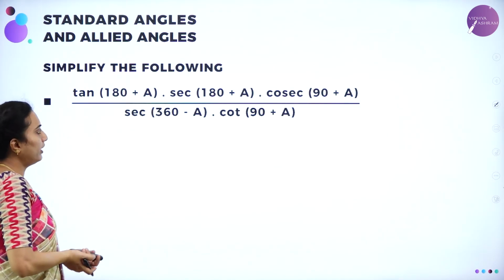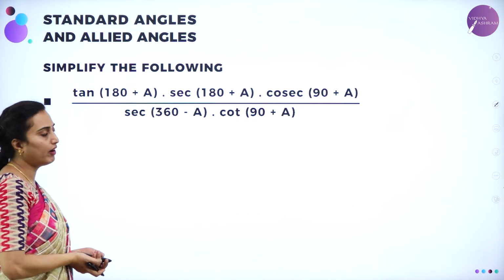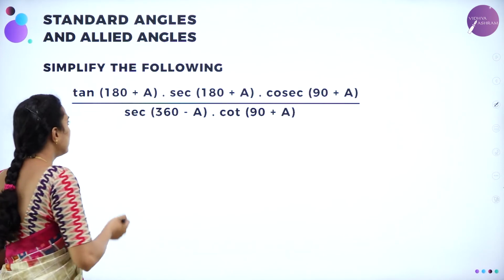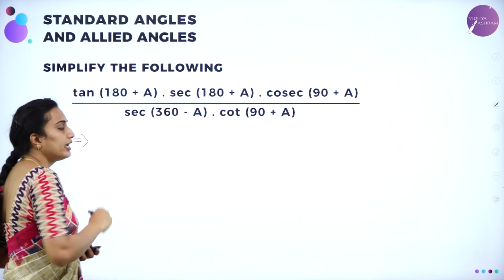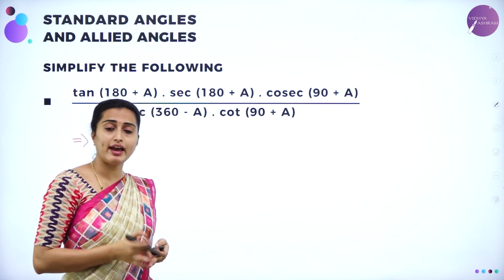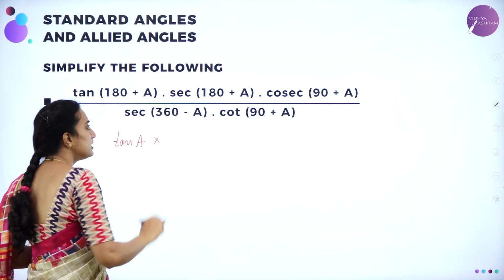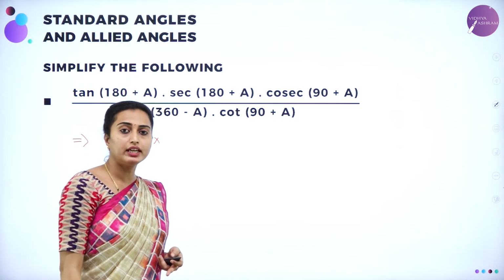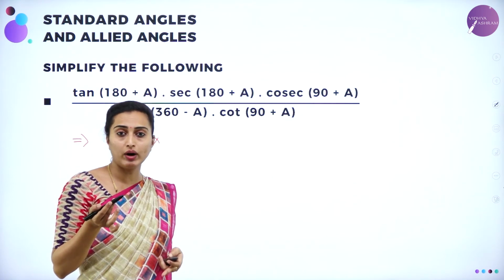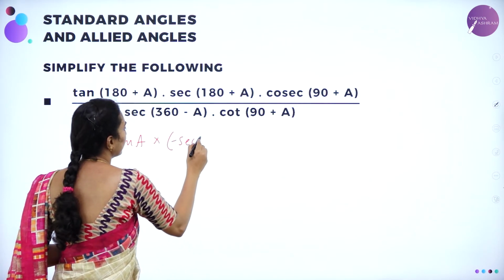Simplify the following: tan of 180 plus a, secant of 180 plus a, cosecant of 90 plus a, divided by secant of 360 minus a into cot of 90 plus a. Let me use the allied angles here. Numerator I am solving. Tan of 180 plus theta will be tan only. 180 plus theta falls in the third quadrant. Tan is positive. So tan a only I can write it as. Into secant of 180 plus a. Secant of 180 will be secant only there. 180 plus a falls in the third quadrant. Secant is negative in the third quadrant, which is minus secant a.